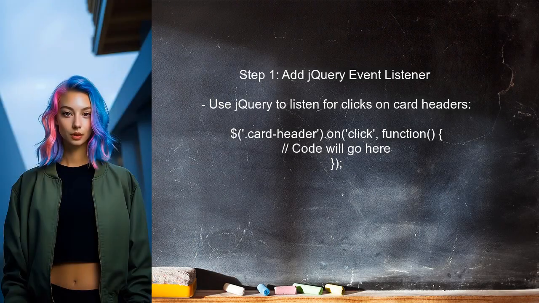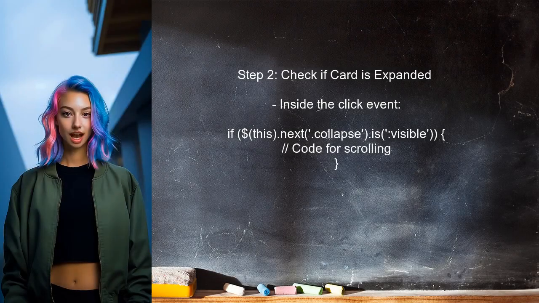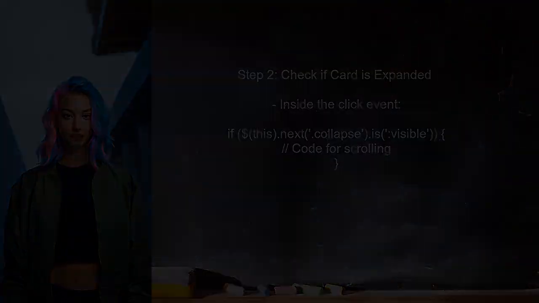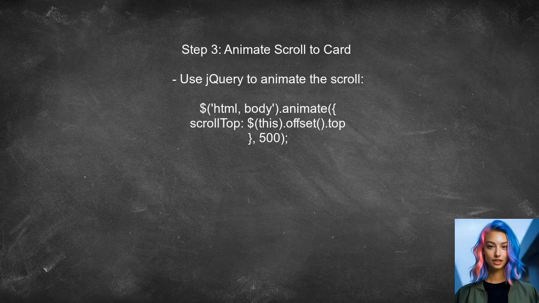To implement the scroll to top functionality for the active card in the Bootstrap 4 accordion, the user should start by adding a jQuery event listener. This listener will trigger when a card header is clicked. Next, the user needs to check if the card is currently expanded. This can be done by checking if the card's collapse element is visible. If the card is not expanded, the user should then animate the scroll to the top of the card. This involves using jQuery's animate function to scroll the page.